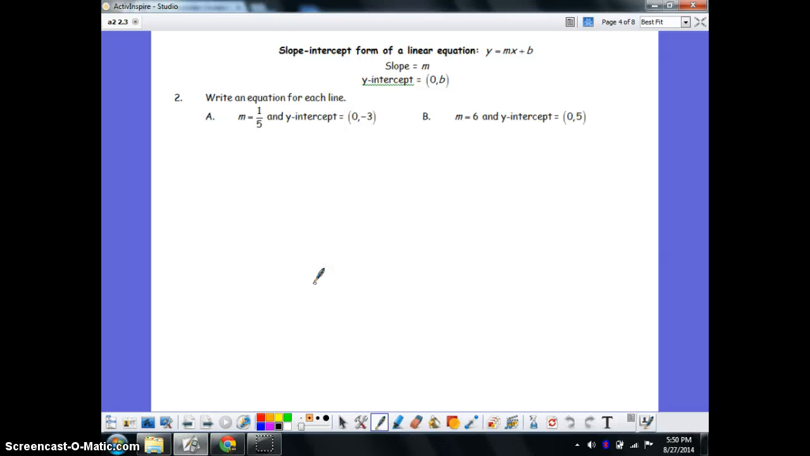So now that we've talked about the slope formula and what the slope means and how to find the slope, we're going to jump into linear equations and linear functions. And we're going to talk about what the different parts of the linear equation mean. To start with, we're going to work with the slope-intercept form of the linear equation. And that is probably the one you guys are most familiar with.